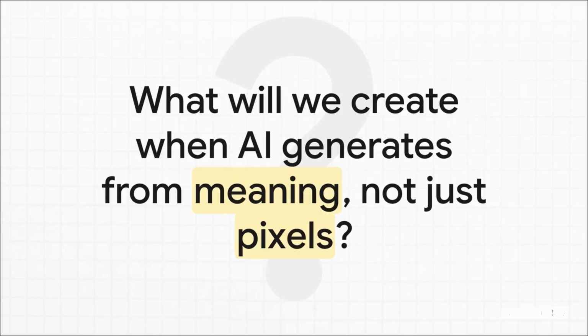So the big takeaway here is this. We're seeing a fundamental shift away from AI models that just learn to copy pixels and toward models that generate images from a true, deep understanding of what's in them. It's changing the very foundation of AI image generation, and it leaves us with one really exciting question. What are we going to create when AI learns to generate images not from pixels, but from meaning?